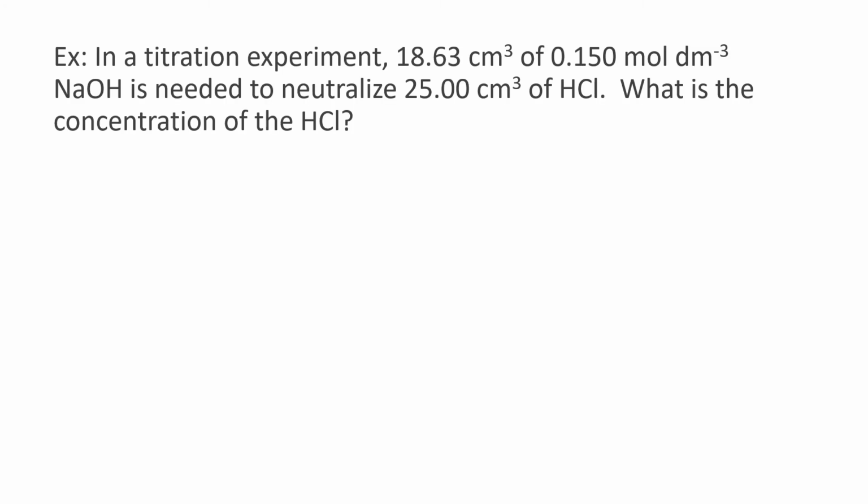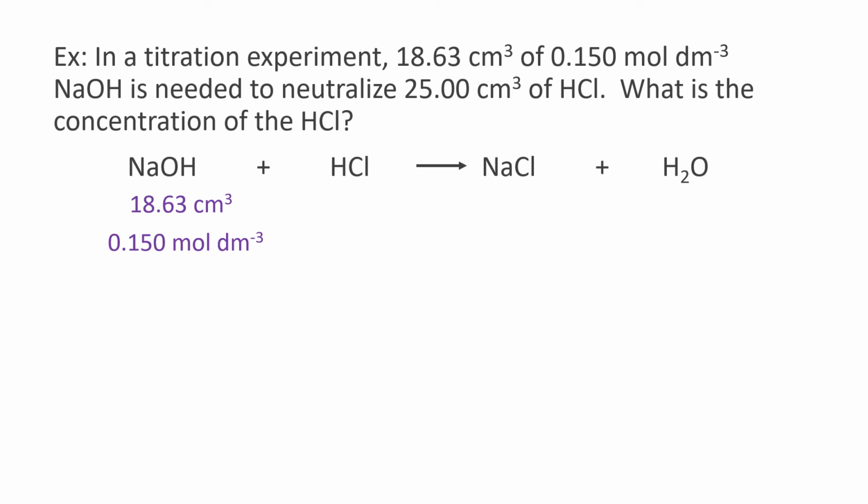So here's our example. In a titration experiment, 18.63 cubic centimeters of 0.150 molar NaOH is needed to neutralize 25 cubic centimeters of HCl. What's the concentration of the HCl? So there's our reaction. Acid plus base yields salt plus water. And our known information, we know both the volume and the concentration for the NaOH. For the HCl, we just know the volume, and so our goal is to find the concentration. Our calculations are going to have 3 steps.